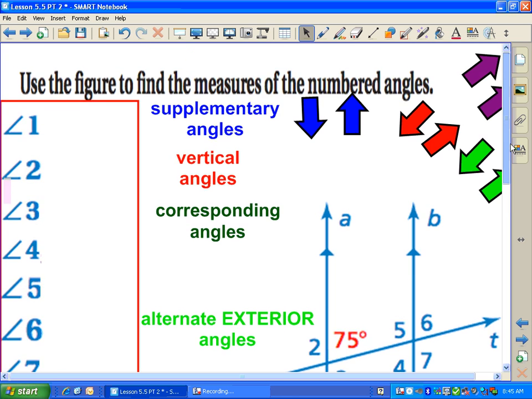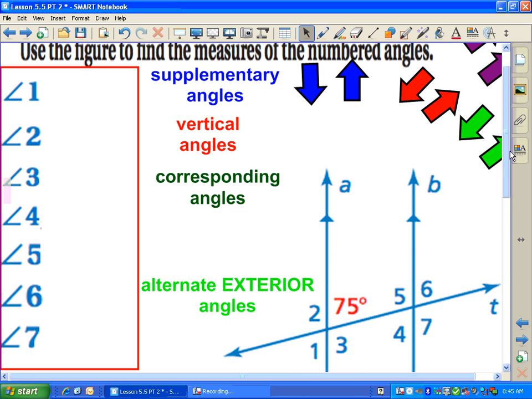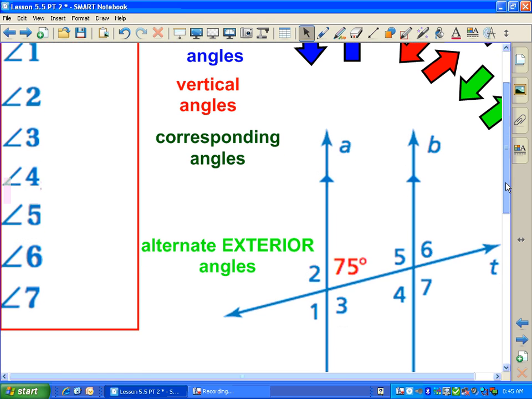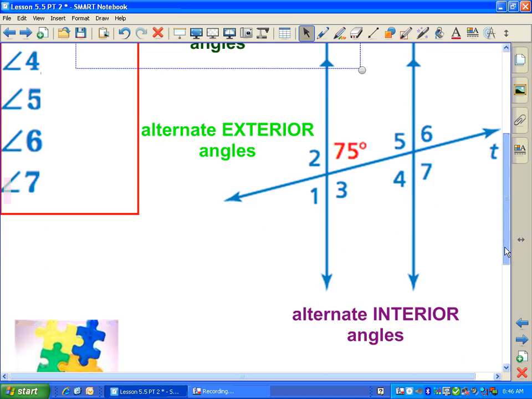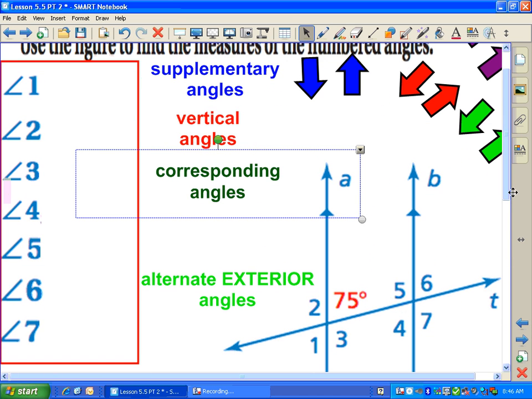All right, let's take a look at this problem, and we're going to practice some alternate exterior angles and alternate interior angles. In our last podcast, we said that you could solve this problem using corresponding angles. There's my vocab, corresponding angles. I'm going to solve this problem using supplementary angles, vertical angles, alternate exterior, and alternate interior. If you wanted to, you could solve this problem using corresponding angles. I'm just showing you a different way.